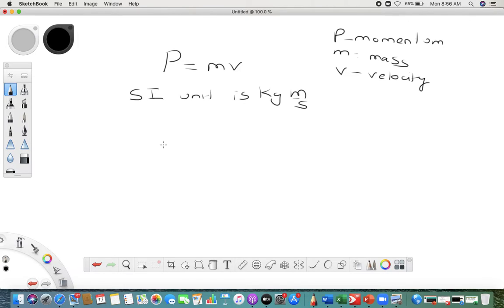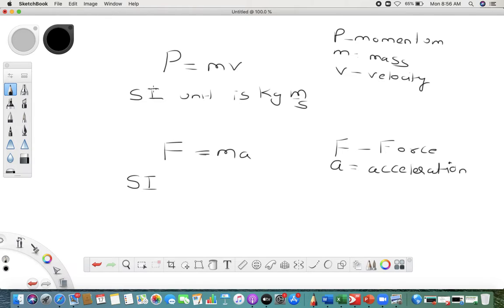The second formula we learned is F is equal to ma. Right? F stands for force, m is already given to you, and a stands for acceleration. The SI unit is, I told you what SI is? System International, right? I already told you before. SI unit is kg meter per second square or Newton. But we don't write the full form of it. We just write capital N.